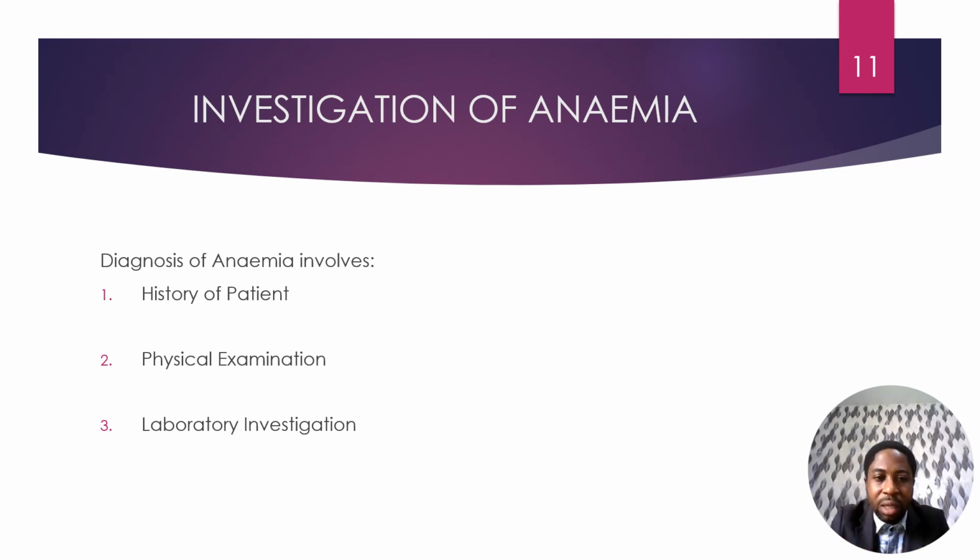Then from history taking, we come to number 2, physical examination. They may examine the body of the patient to see if there are any physical signs that will pinpoint the type of anemia that they may be presenting with. So they may examine the conjunctiva, the sclera of the eye, even the heartbeat may also be taken, and so forth. Then number 3, we have laboratory investigation.